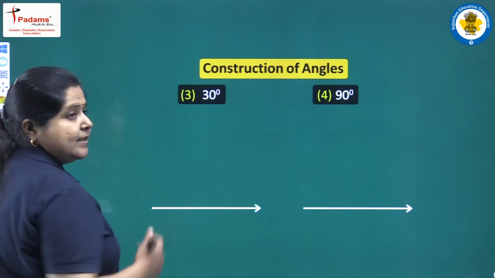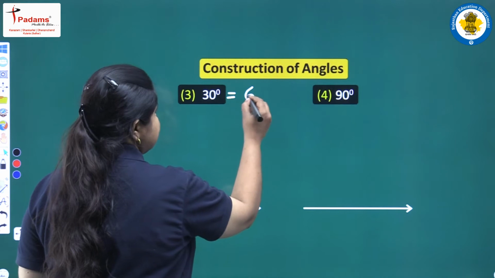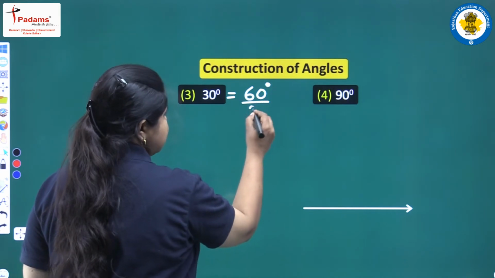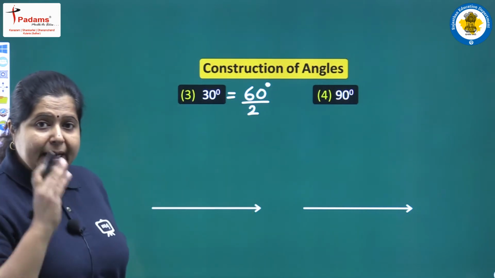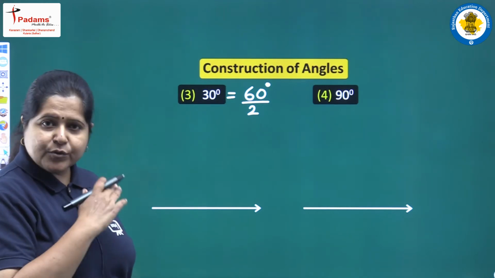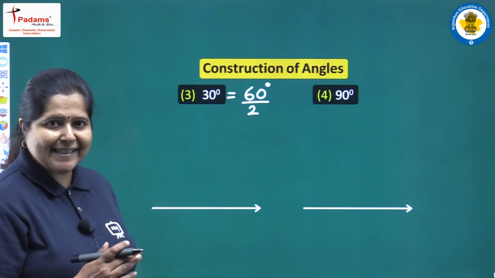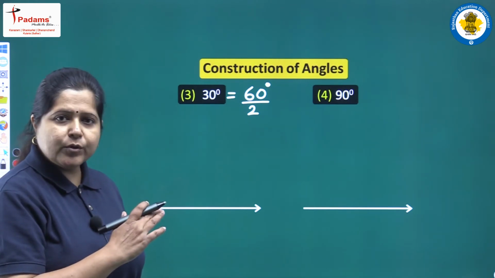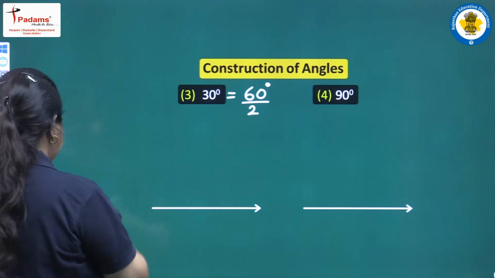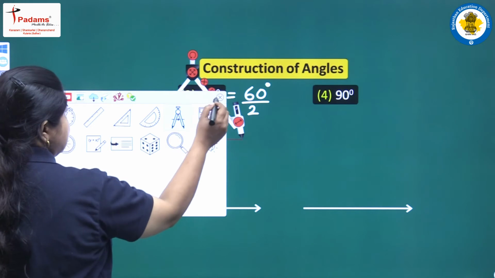We have this angle of 30 degrees. Now you know that 30 degrees is half of 60 degrees. So here we will be bisecting an angle of 60 degrees, as you have learned how to draw an angle of 60 degrees, and also you have learned how to bisect an angle. So we will be using both those concepts in constructing the angle of 30 degrees. For this again we need one compass.